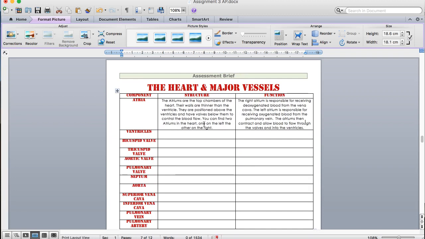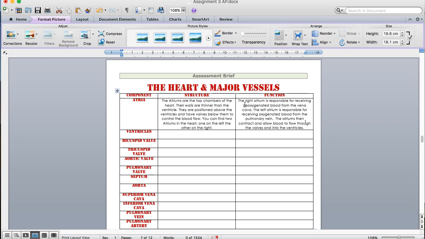So the first bit is to describe and explain the structure. Here I've talked about the atriums. The atriums are the top chambers of the heart. Their walls are thinner than ventricles. They are positioned above the ventricles and have valves below them to control blood flow. You can find 2 atriums in the heart, one on the left and one on the right.